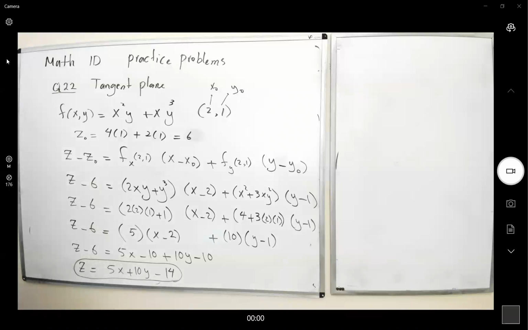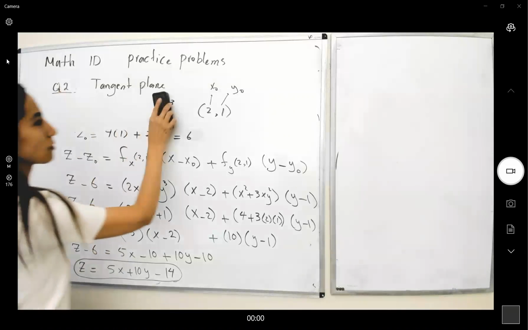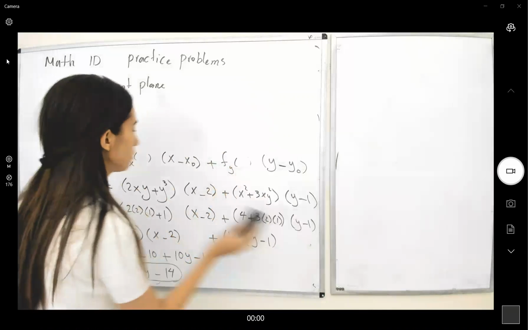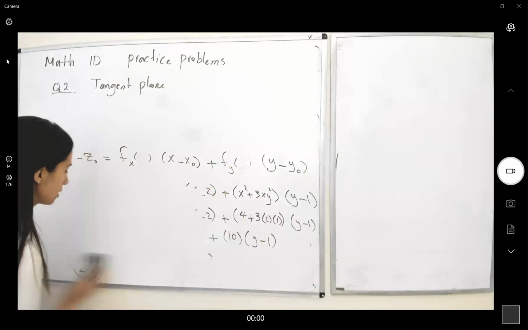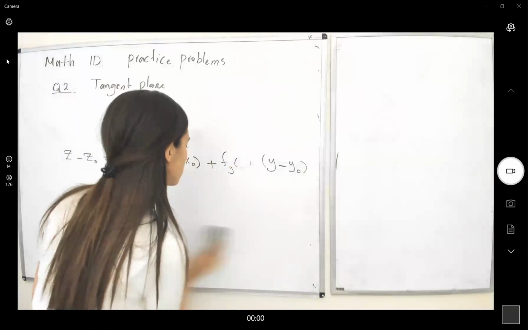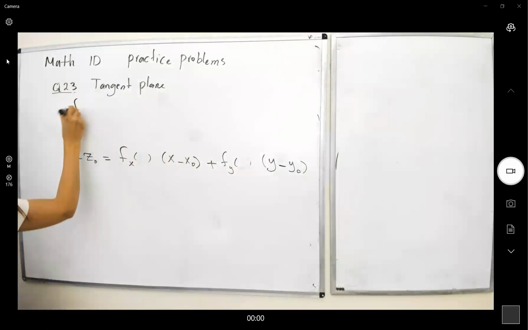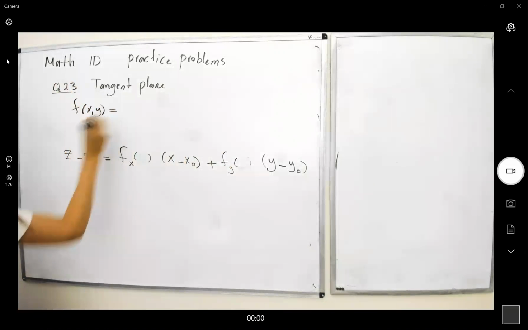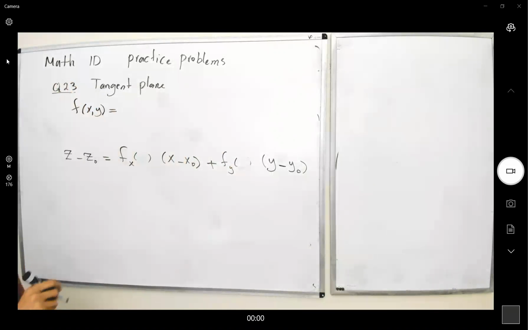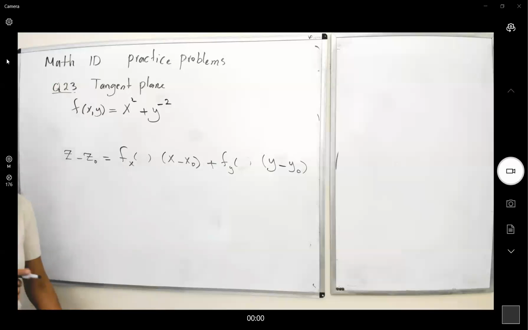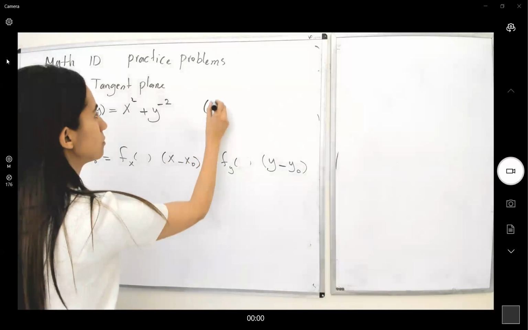For question 23, we have another question asking about tangent plane. So I'm going to leave this formula here. We're going to use it again since it's asking about the tangent plane. So 23, tangent plane to the function f of x and y is equal to x squared plus y to the negative 2 at the point 4 and 1.